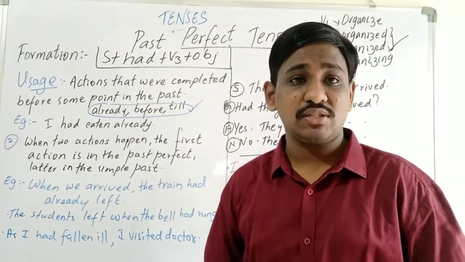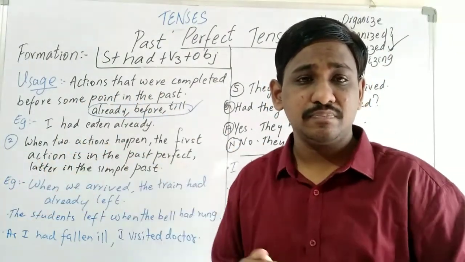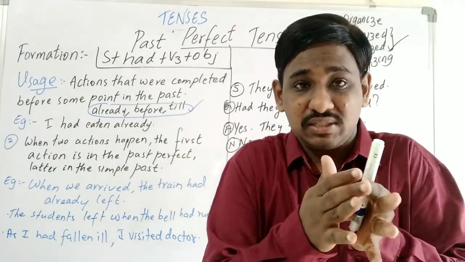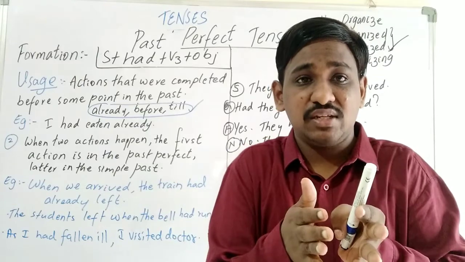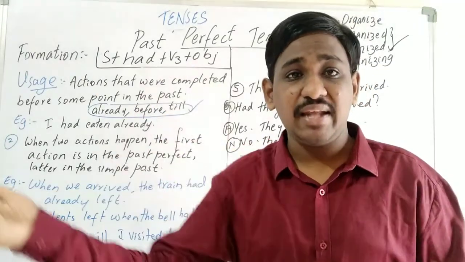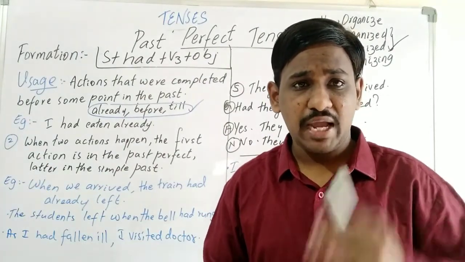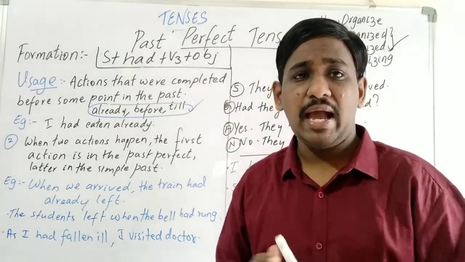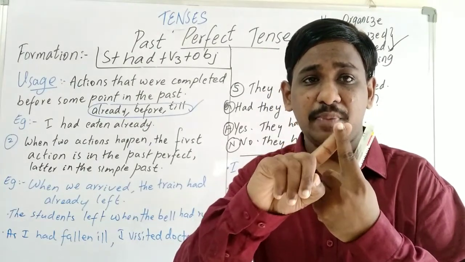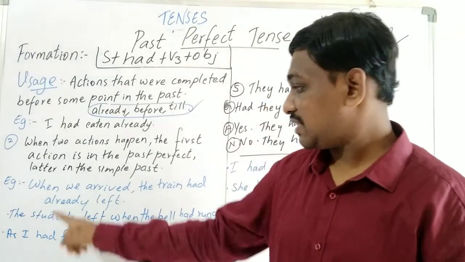Next one is very interesting. When two actions happen, one after the other, the first action, meaning not the first sentence, will be in past perfect. The latter action, the second action, will be in simple past. I repeat, when two actions happen one after the other, the first action will be in past perfect. The result of it will be in simple past. Let us see the examples here.